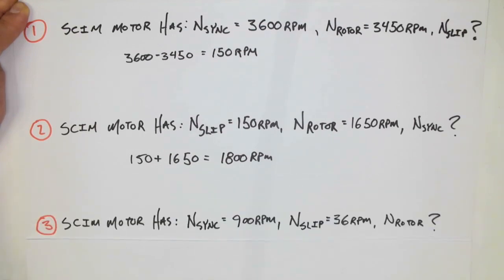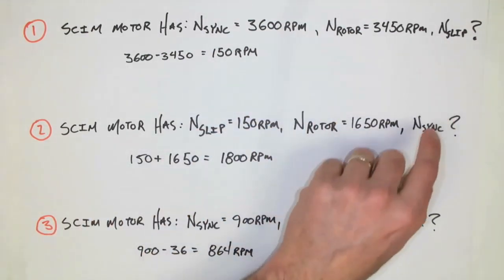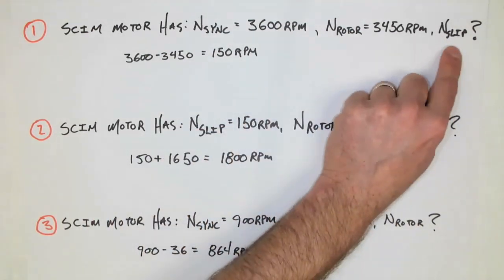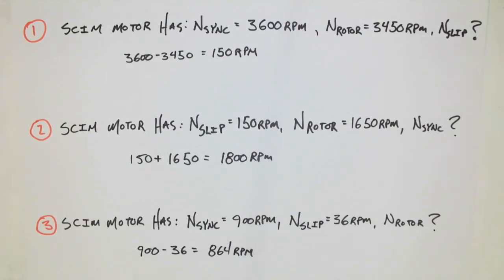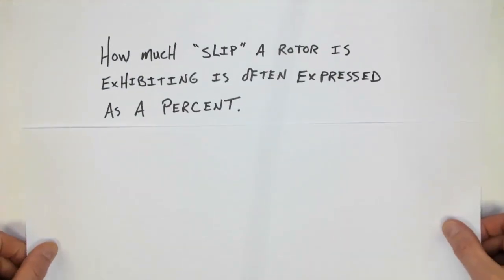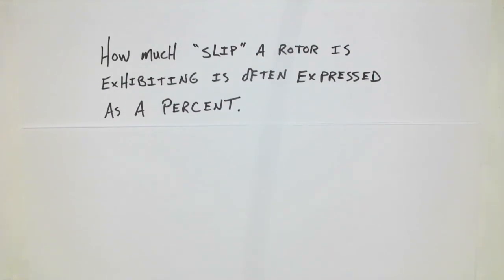And finally, we have a motor that has a synchronous speed of 900 and a slip of 36 RPM. How fast is the rotor actually going? Well, in this situation, we'd simply take 900 and subtract 36 from it, giving us 864. So we've calculated what the synchronous value is. We've calculated what the rotor speed is and the slip. Now there's more terms that go along with this, and that has to do with percentages. So let's take a look at how we typically express or describe this difference of speed. So how much slip a rotor is exhibiting is often expressed as a percent.